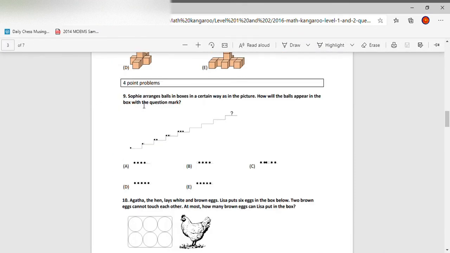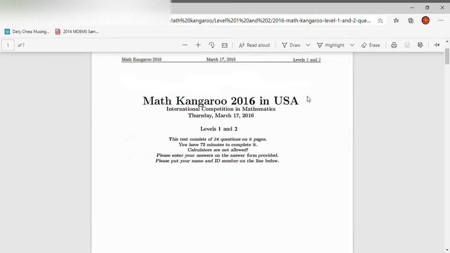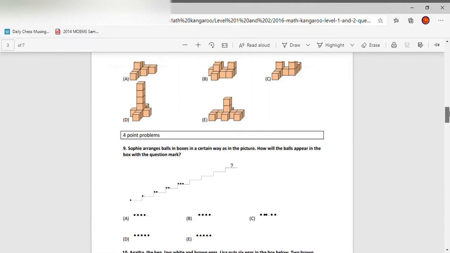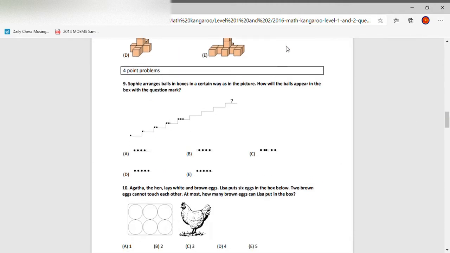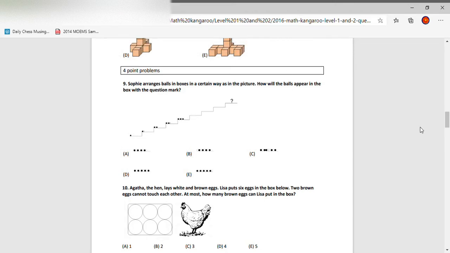For this video, I will be going over the 4-point problems for the 2016 Math Kangaroo in the USA for levels 1 and 2. In the previous video, I went over the 3-point problems, so now it's time for the 4-point problems. Let's get started with number 9.